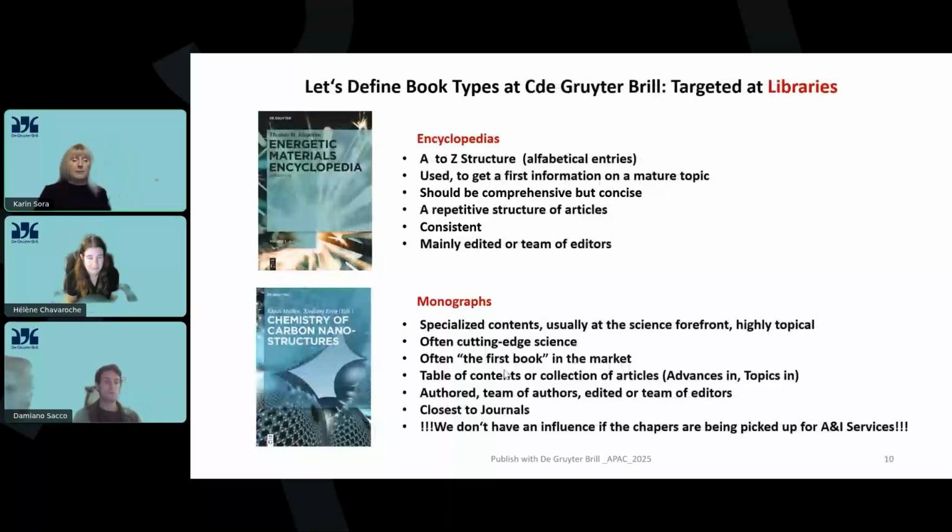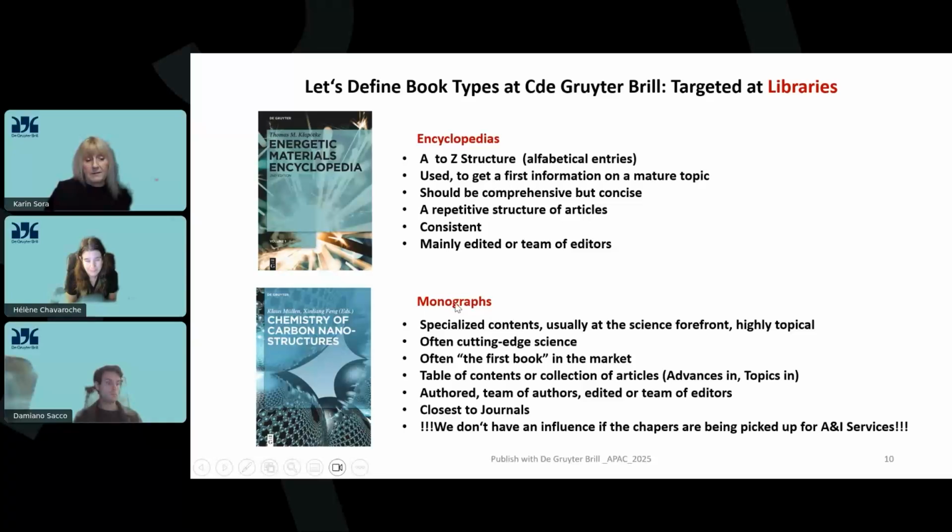Then targeted at libraries would be, for instance, encyclopedias. They have an A to Z structure. They are used to give you a first information on a mature topic. They should be the entry point into a mature topic. They should be comprehensive but concise. They should have a repetitive structure so that you know what to expect if you're looking for something, like Wikipedia. They should be consistent. And these ones are mainly edited or written by a team of editors.